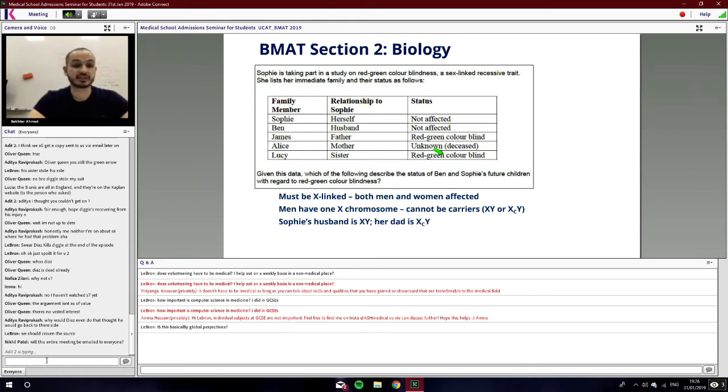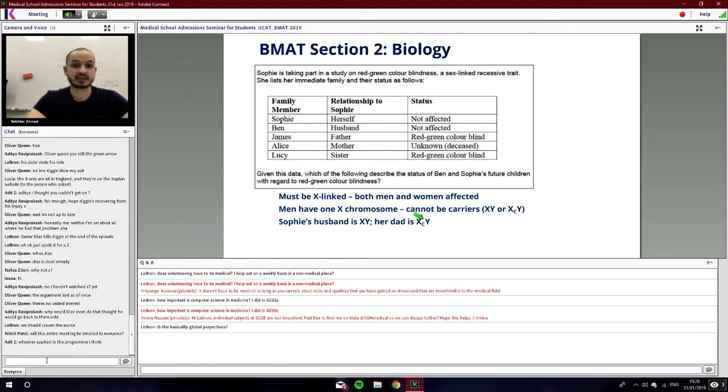Okay. Whereas Sophie's husband is XY because he doesn't, but her dad must be XC, the little c saying that he has the allele for colorblindness, and then Y obviously being the Y chromosome. So Sophie therefore must be a carrier, okay, because that XC allele came from her dad, because men only have one X chromosome. So she has the allele for that.